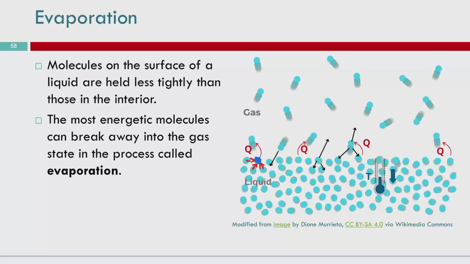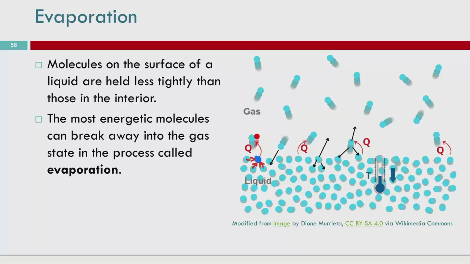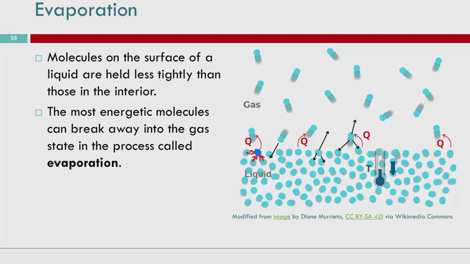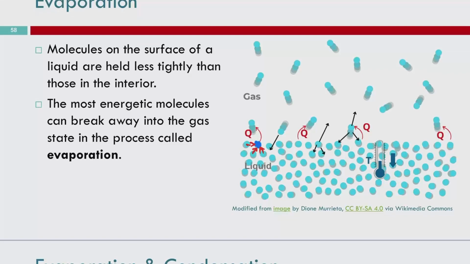So this is happening even for things that are at room temperature. This evaporation process is happening. And because these took energy away, the temperature of the liquid decreases as a result of the evaporation. Any questions about evaporation so far?